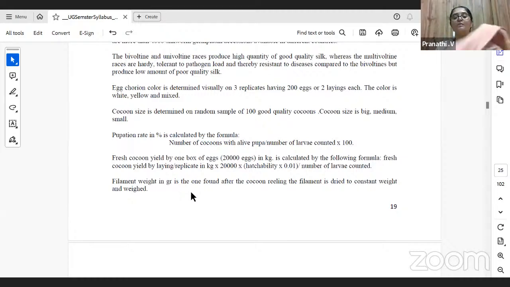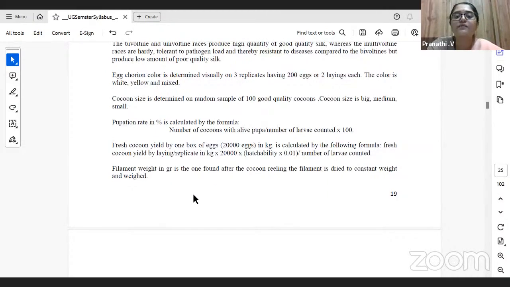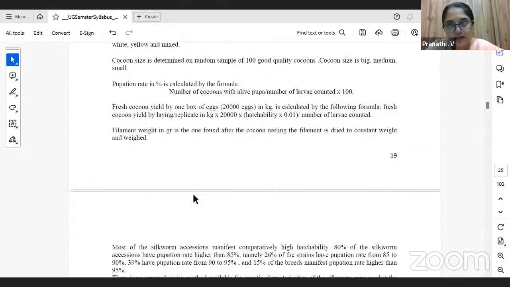Fresh cocoon yield by one box of eggs, which is around 20,000 eggs in 1 kilo, is going to be calculated by fresh cocoon yield by laying per replicate in kilograms into 20,000 into hatchability into 0.01. That is your hatchability percentage by the number of larvae that have been completely counted. Your filament weight in grams is the one found after the cocoon is reeled, the filament is dried, and that dried constant weight is measured.